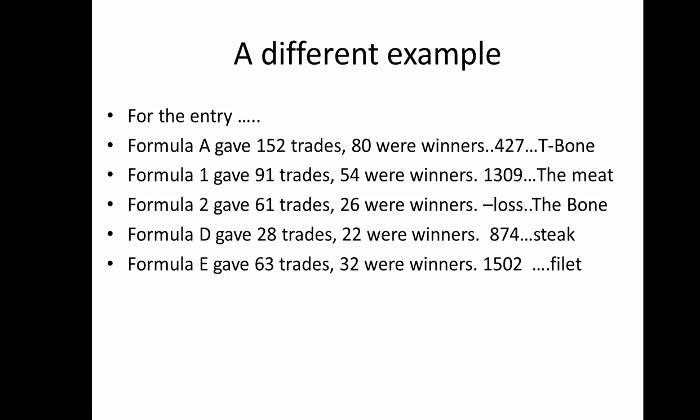So we found that Formula 1 gave us 1309. And 91 trades, 54 were winners. This is 91 steaks every 2 years. Yeah, I can live with that. That's more than a couple a month. And the average winner was 1309. And so we break that down again. And so what I'll do is I'll break that down into two other things.